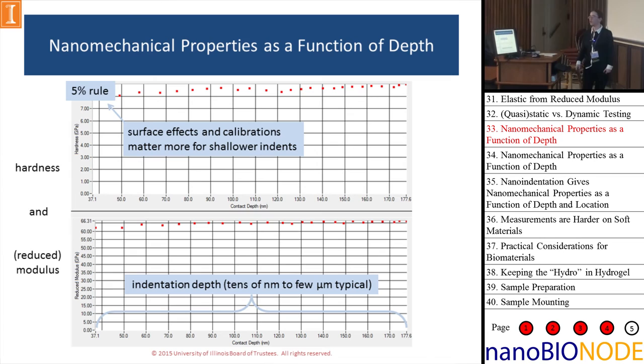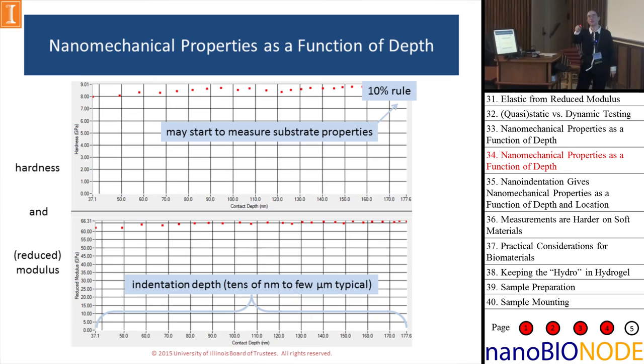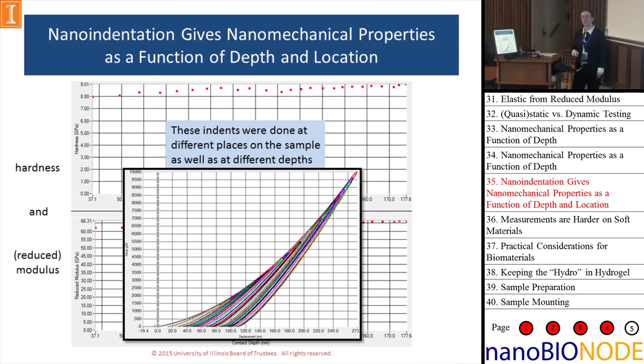This is the 5% rule I was talking about. Make your sample smooth. On the other side of things is the 10% rule. You might start to measure the substrate properties. In this case, I certainly didn't. It flattened out with depth, but you'll sometimes see the properties go up or down, and then you can start to identify where the substrate effect matters for your material. If your samples are really thick, it's never going to matter at all, unless you have really thick samples on PDMS or something. I should also mention that I took these indents at a bunch of different spots on the sample. These are them overlaid at different loads and different locations, and it's uniform. Nanoindentation will give you nice uniform testing at different locations.